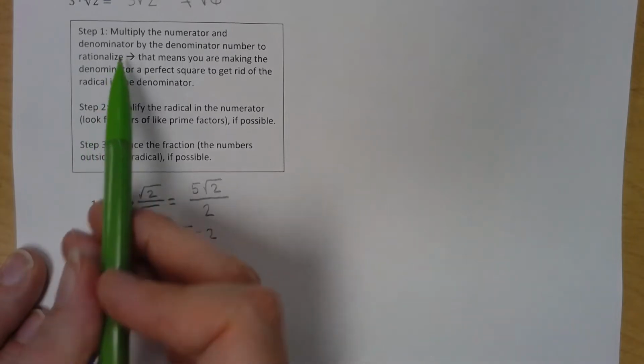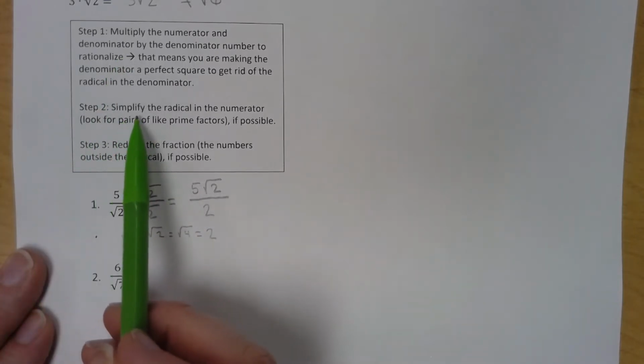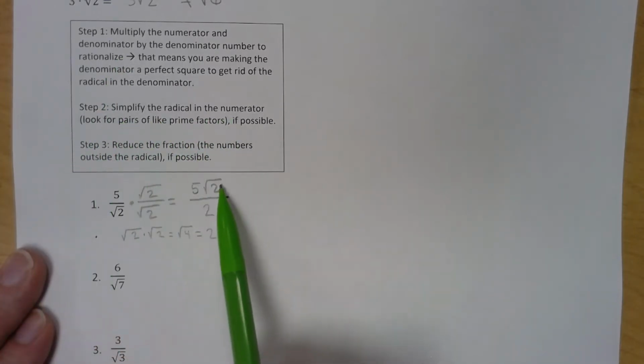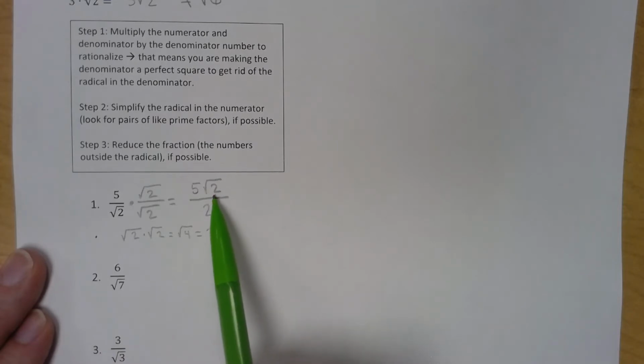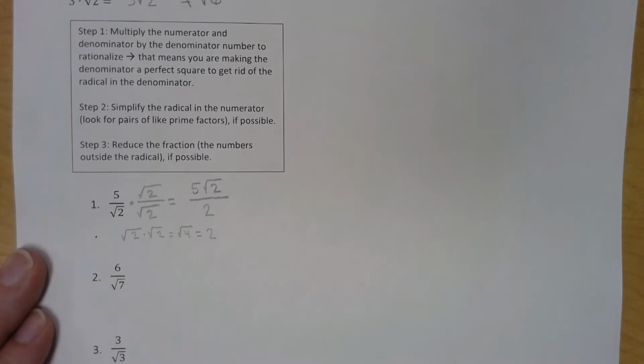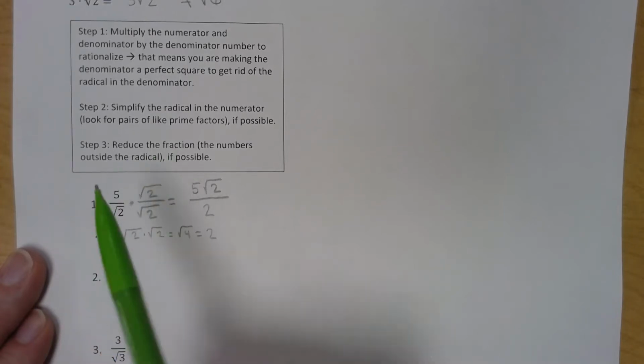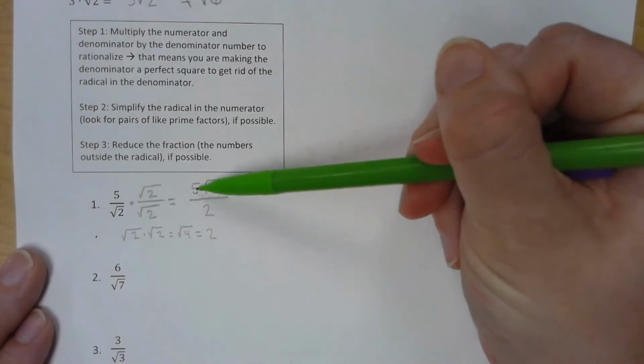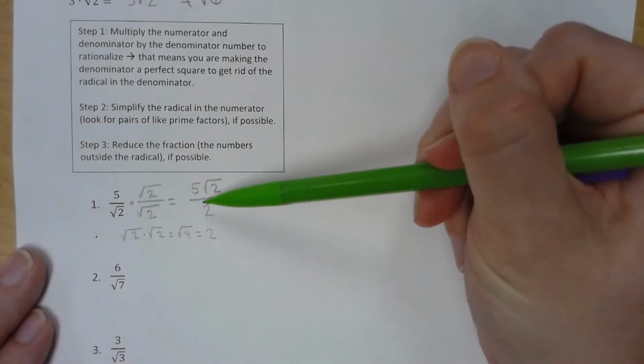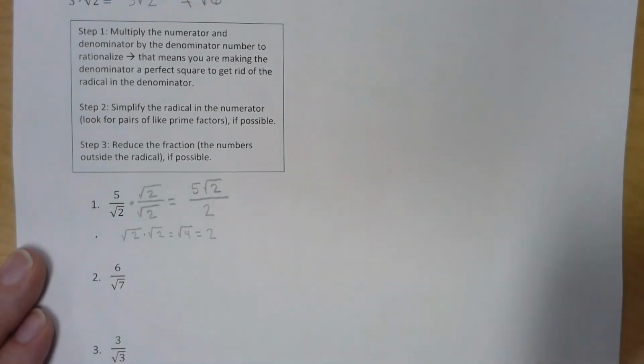Our next step, once you multiply, you're going to simplify the radical in the numerator. Inside of that radical, if it can be simplified, you must do so. This is a prime number, 2, there are no pairs of like factors, so that cannot be simplified. We also want to look to see if we can reduce the fraction, the numbers outside the radical. So this 5 and 2, if those numbers outside the radical can be reduced, you will need to do so.